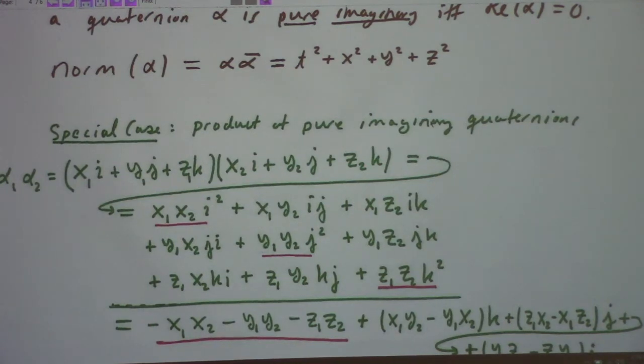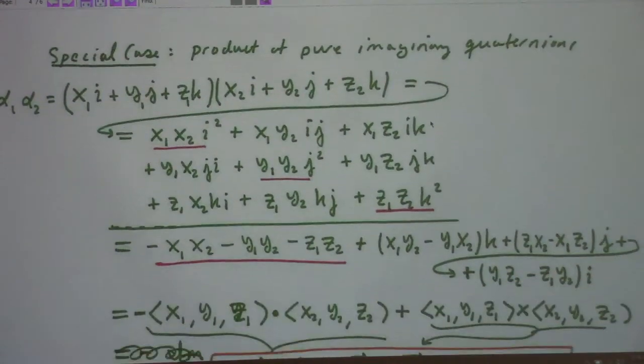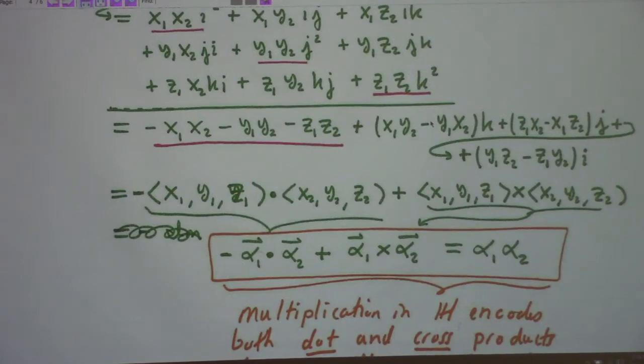And on the other hand, if you look at the non-real part, the coefficients of i, j, and k, if you study these, you're going to find that those are actually the components of the cross product of the vectors x1, y1, z1 and x2, y2, z2. So the quaternion product simultaneously folds both the dot product and the cross product into one unified algebraic operation, which is really beautiful. Here it is, explicitly. Alpha 1 alpha 2 is actually equal to this. All right. So that's very, very interesting.